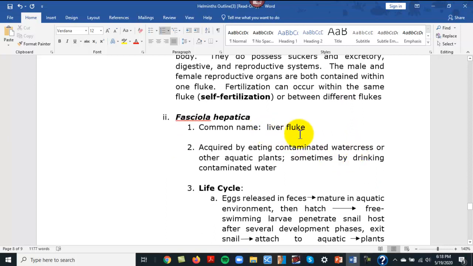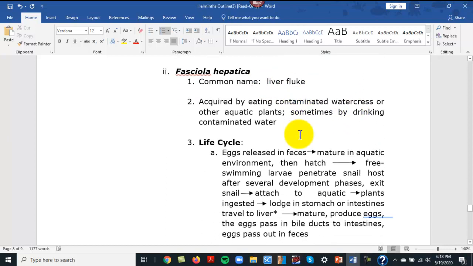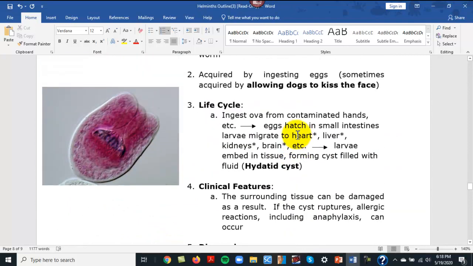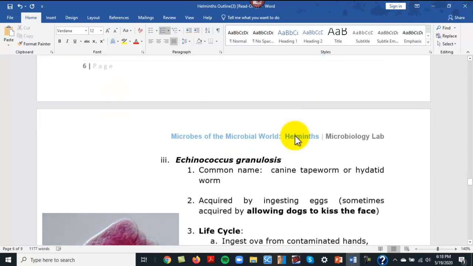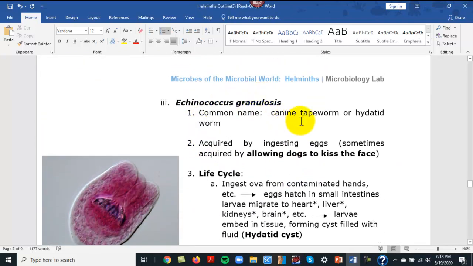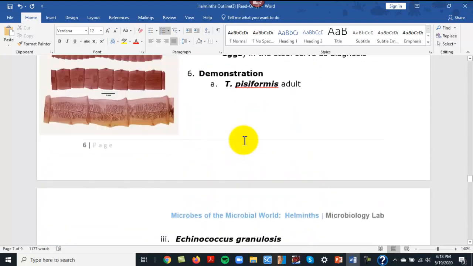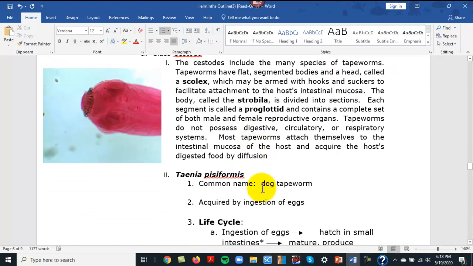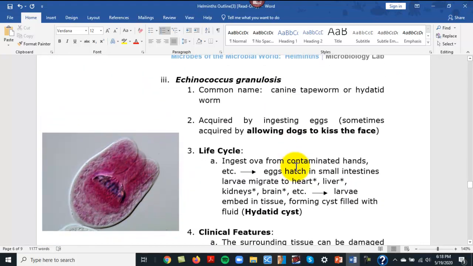So their common name is the liver fluke. Acquired by eating contaminated watercress, plants in lakes, things like that, and sometimes by drinking water. And I know I pointed this out, but this one is called a canine tapeworm or hydroid worm. And the other one was a dog tapeworm up here, as far as common names go.